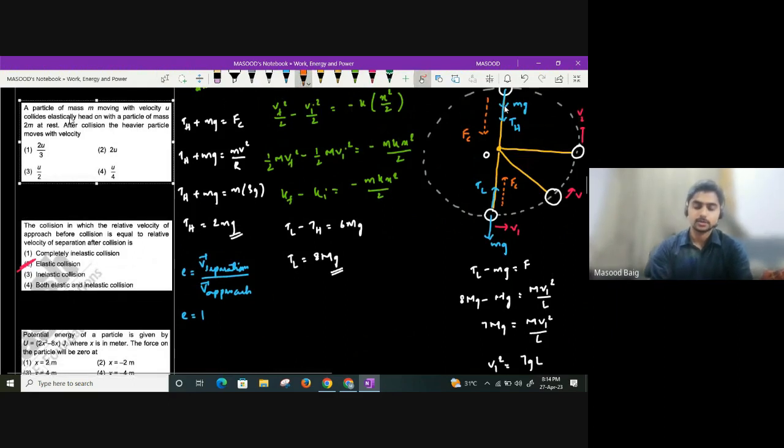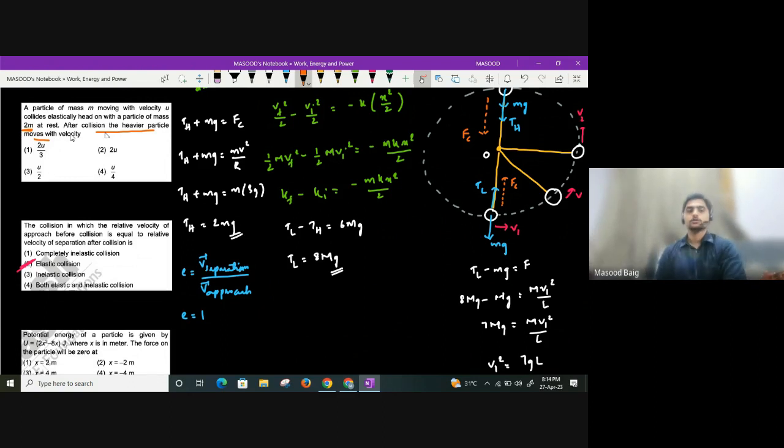Let us see this question. A particle of mass m moving with velocity u collides elastically head-on with a particle of mass 2m at rest. They're asking, after the collision, the heavier particle moves with what velocity? So the heavier particle means it is the second object, yes or no? After collision, the heavier particle moves with. So which is the heavier mass here? The second mass is the heavier mass. So how will I find the final velocity?